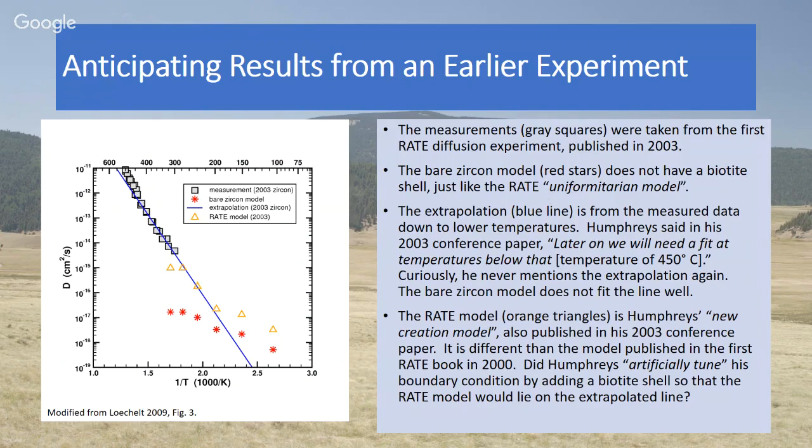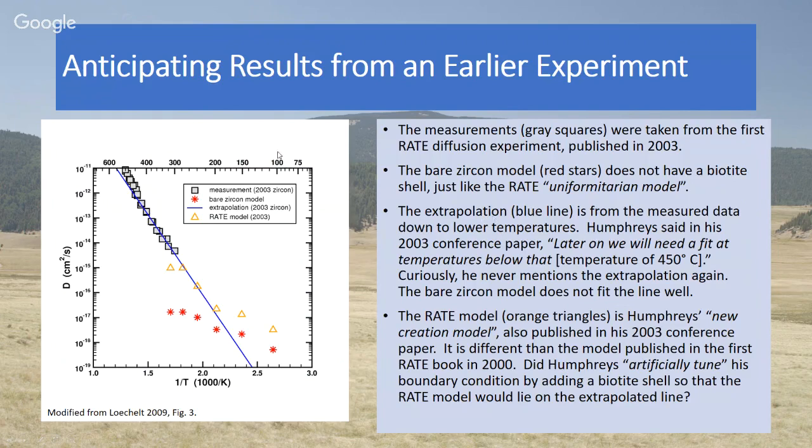if you'd taken the RATE uniformitarian model, basically, and used it for the young Earth, I mean, basically you change the time, but you keep the boundary conditions the same. You would have these red stars. Not a very impressive fit. Now he makes this other statement.